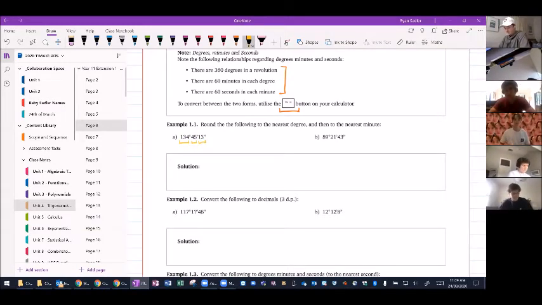Okay. Just keep in mind that when you're rounding, it's 30 seconds in a degree and 30. So 30 minutes in a degree and 30 seconds in a minute. So this would round up to 135 because that's above 30, and this one would round down to 89. Pretty easy. When you go to the nearest minute, though, this one stays the same. So it's 134 degrees and 45 minutes, whereas this one, 43, is over that. So it would be 89 degrees and 22 minutes.